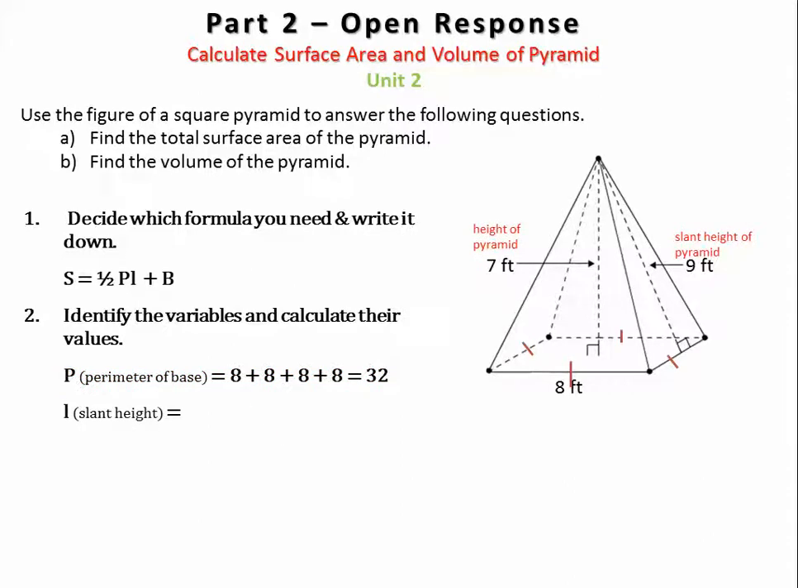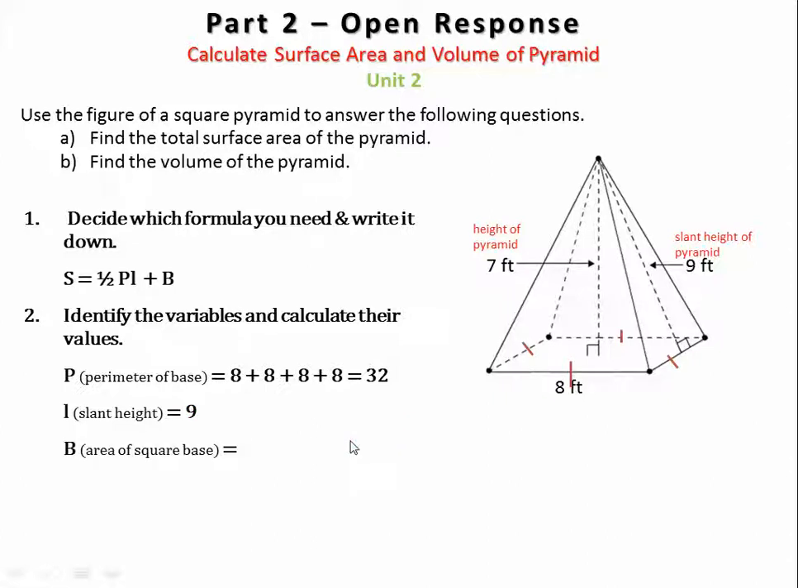Now my slant height, if you look, they gave me two different heights. They gave me the height of the pyramid, which is this dashed line in the middle, which is 7 feet. And then the slant height is this height over here that's actually the height of one of the triangles. That's called the slant height of the pyramid, and it equals 9. So I don't have to do any calculations, just fill it out.